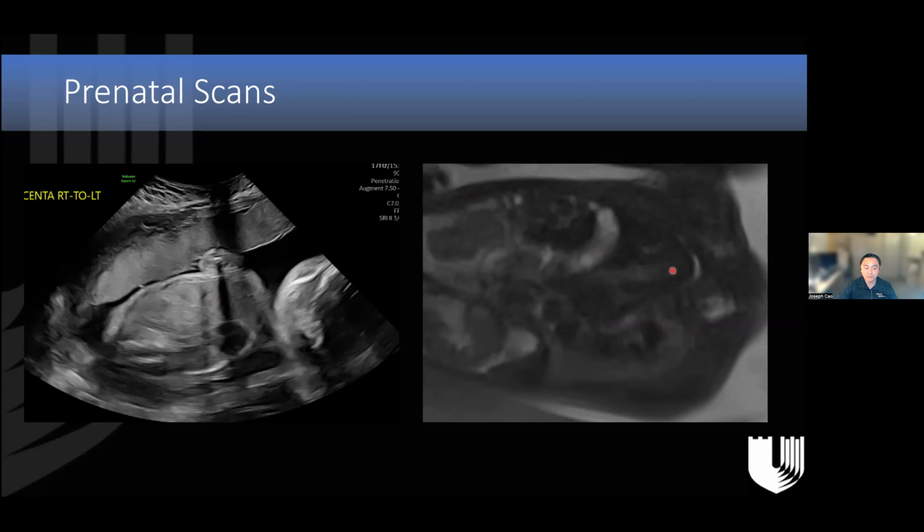on fetal MR. So on MR, you're getting a lot more soft tissue differentiation. On ultrasound, it's hard to see that. So that's what you're going to be correlating for.